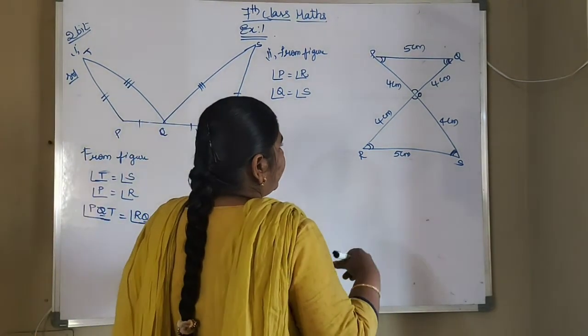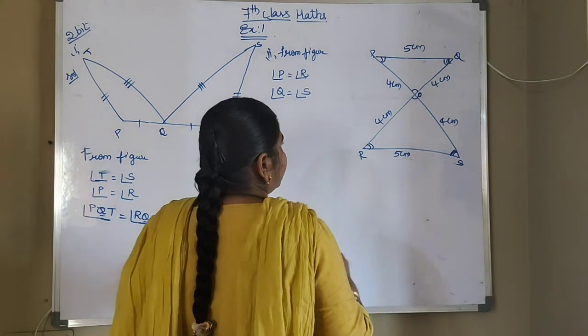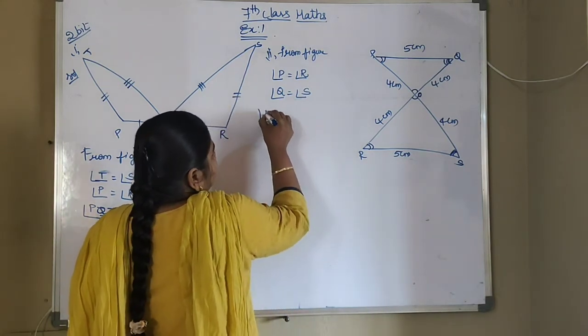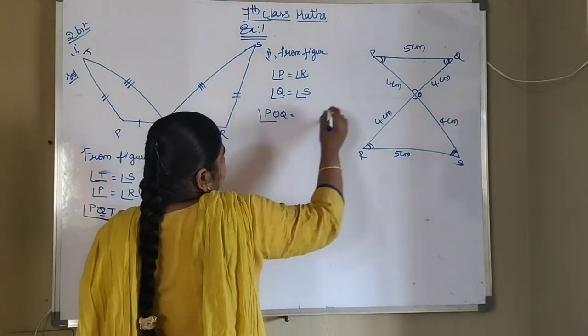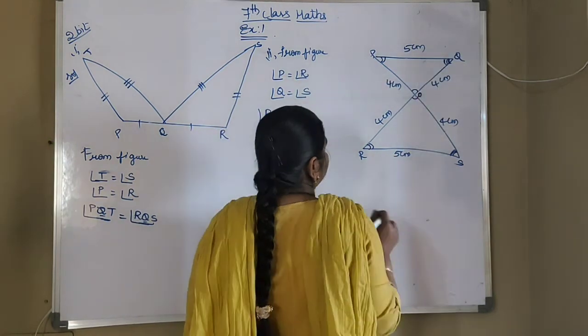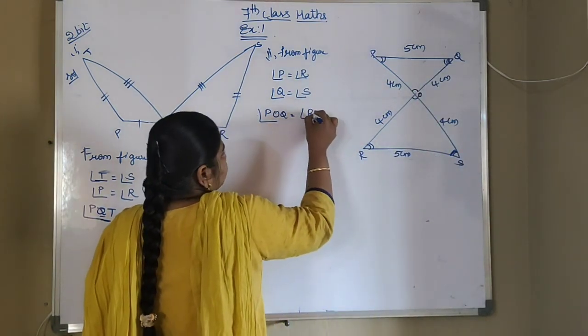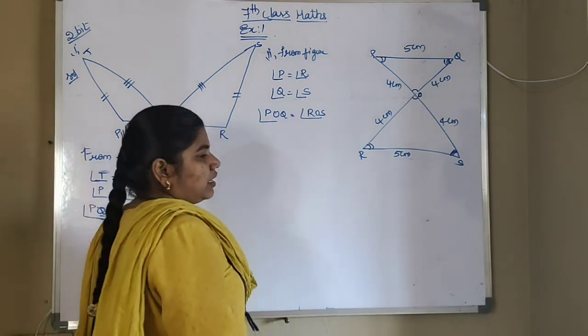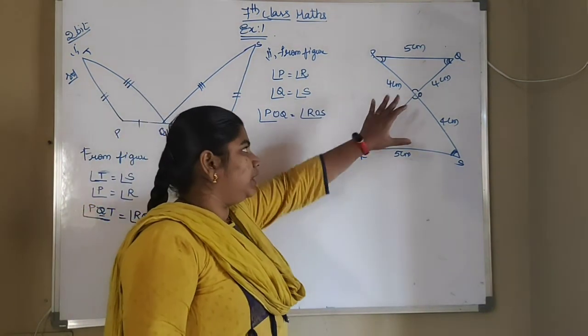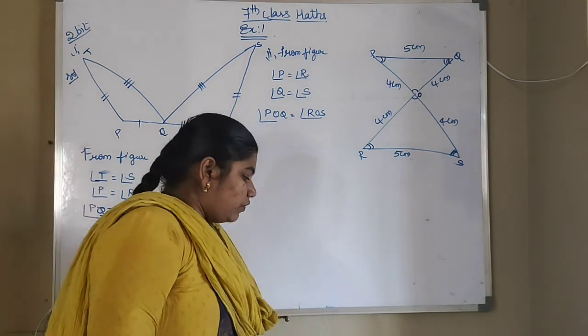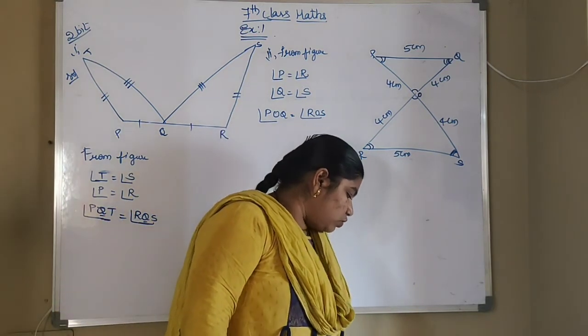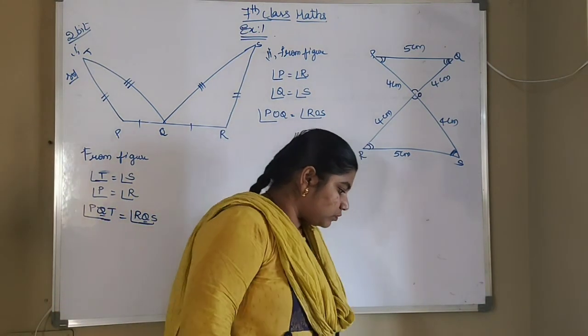So what we can write, I am writing in 3 alphabets, that is angle POQ is equals to angle ROS. So these are the angles which are equal in this triangle. So we can say that they are congruent to each other.